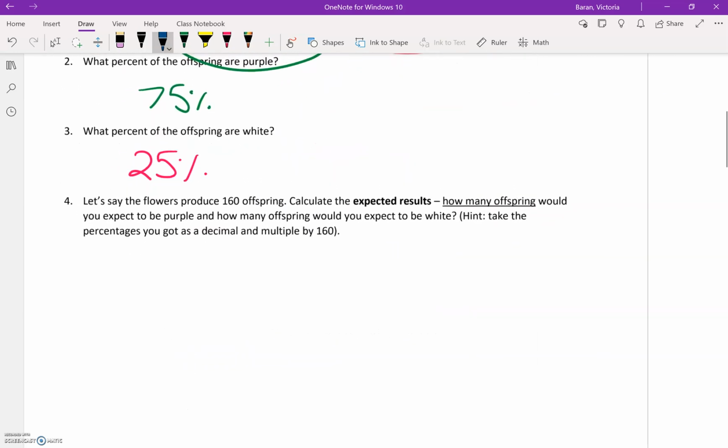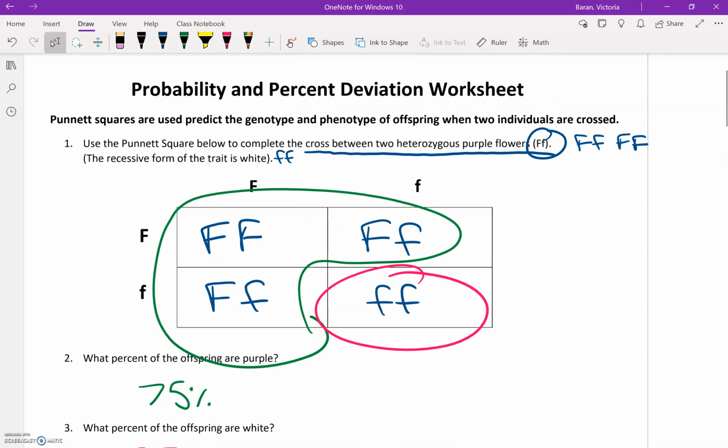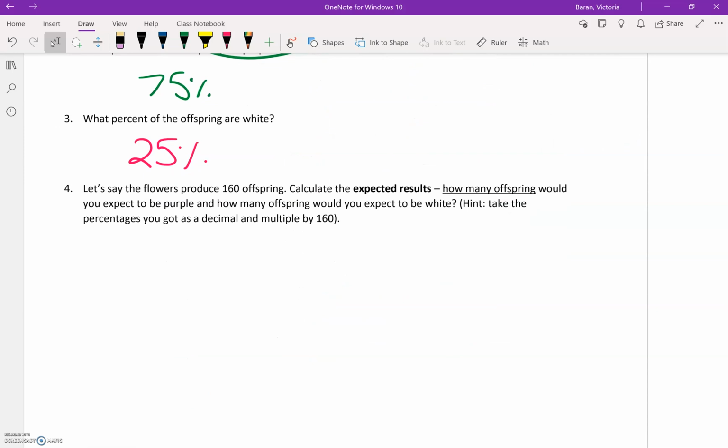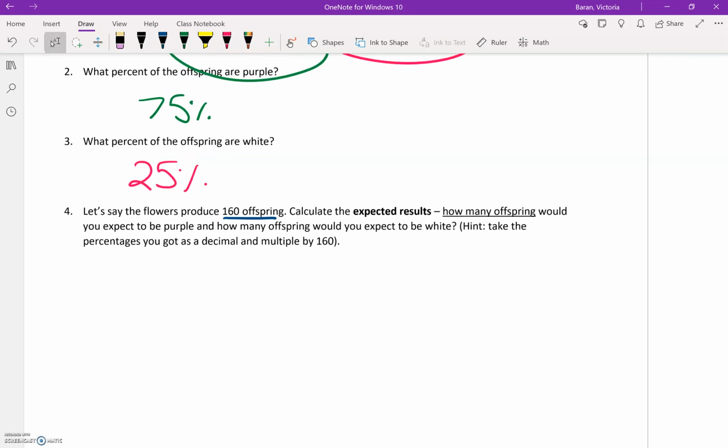All right, so let's say that those two flowers that we crossed together, the two heterozygous purple flowers, the big F, little f, had 160 offspring. We're going to calculate the expected results. Okay, so if they have 160 offspring, how many offspring would we expect to be purple, and how many would we expect to be white? In order to do that, we're going to take a percentage of that 160.